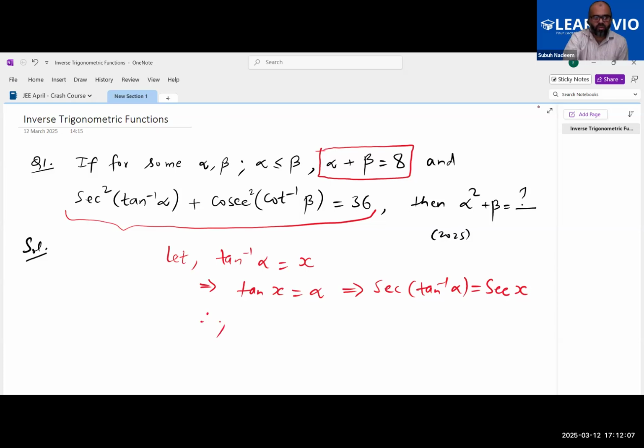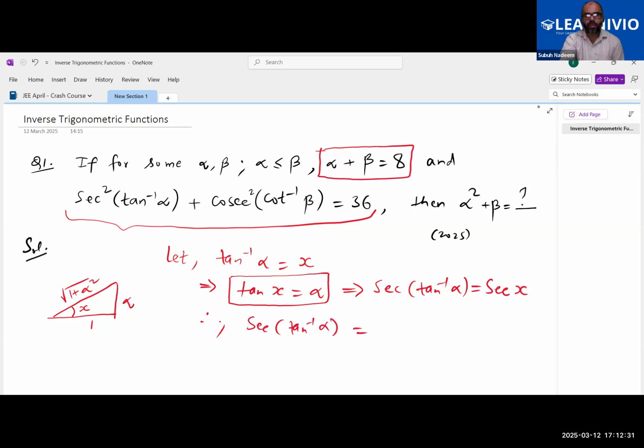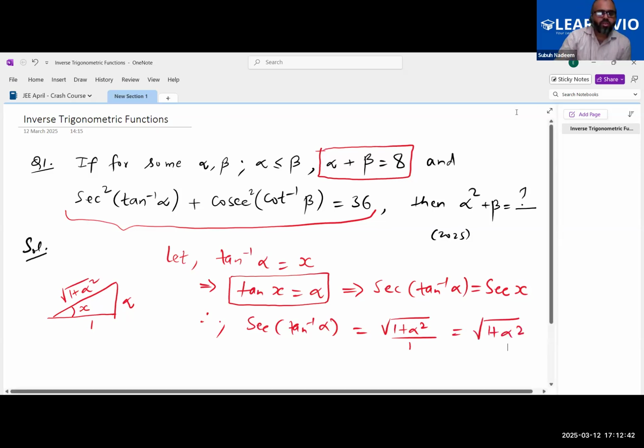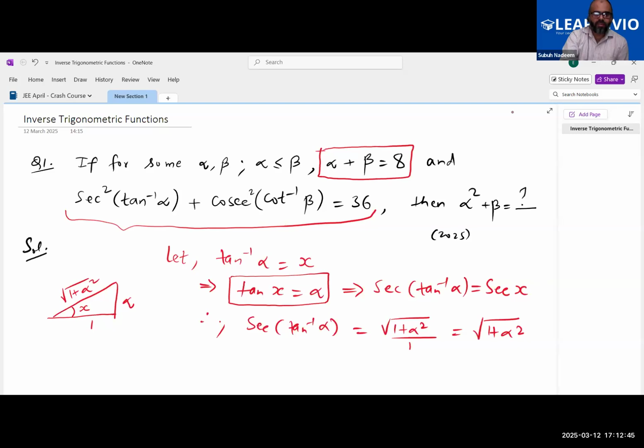Therefore, if we draw a triangle, according to the relation tan x is equal to alpha, this is the angle x, alpha is the perpendicular, and 1 is the base. What will be the hypotenuse? Root over 1 plus alpha square. Sec x is hypotenuse by base, so sec of tan inverse alpha is root over 1 plus alpha square by 1, which is basically root over 1 plus alpha square.